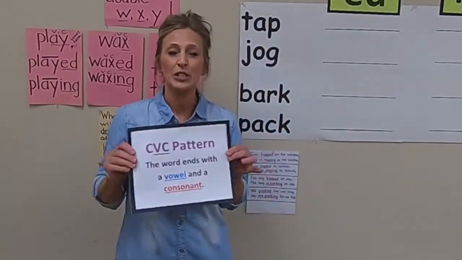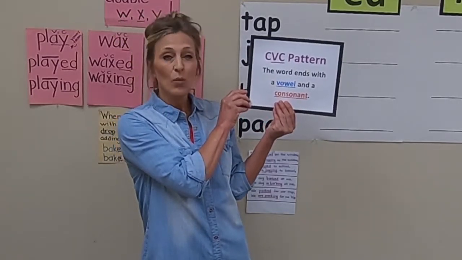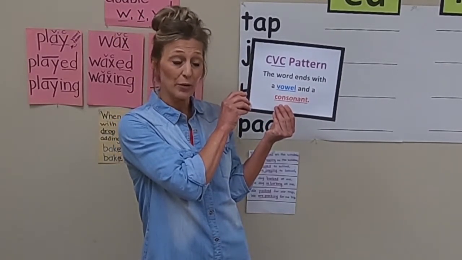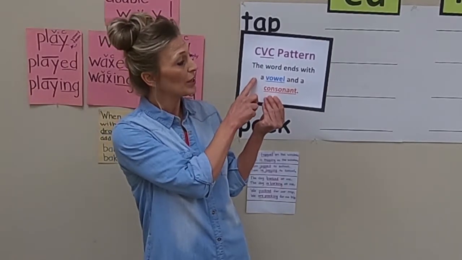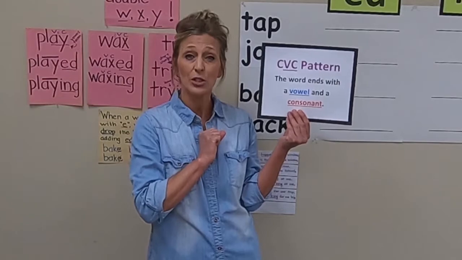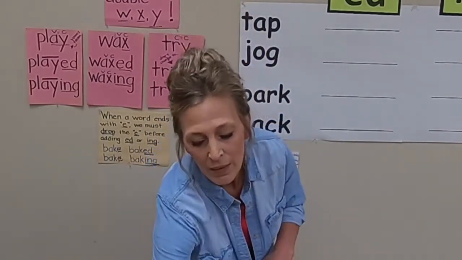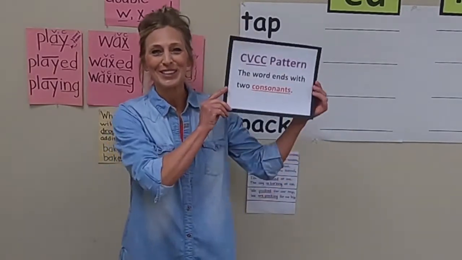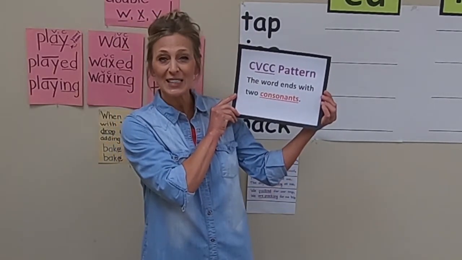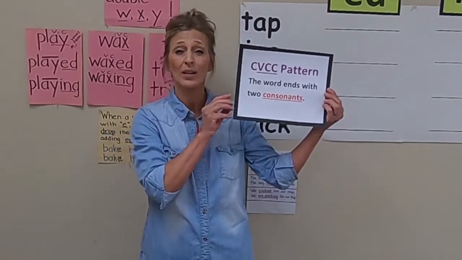Now today we're going to look at two patterns of words. For example, when a word is a CVC pattern word, that means that the word ends with a vowel and a consonant. So we're going to look at the last two letters of the word. The other pattern that we're going to look at is the CVCC pattern. That means that the word ends with two consonants.